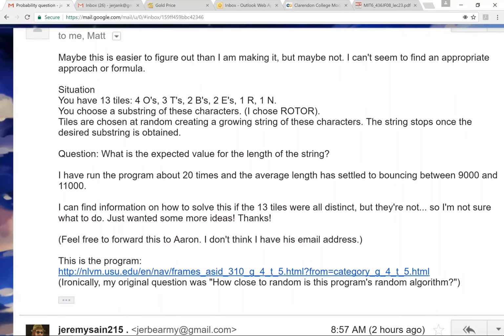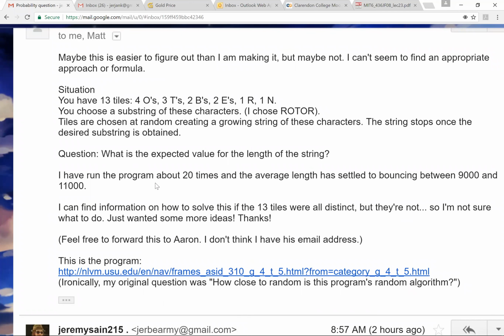And then she says, okay, you're going to make a string of these characters. So presumably you're drawing these characters out of a bag, writing it down, putting the character back in the bag. So you've got an indefinitely long string of characters developing, and you're going to stop once you've just obtained the desired substring. So basically she's going to pull out tiles at random until she pulls out, in order, R-O-T-O-R. And the question is, what's the expected value for the length of the string?